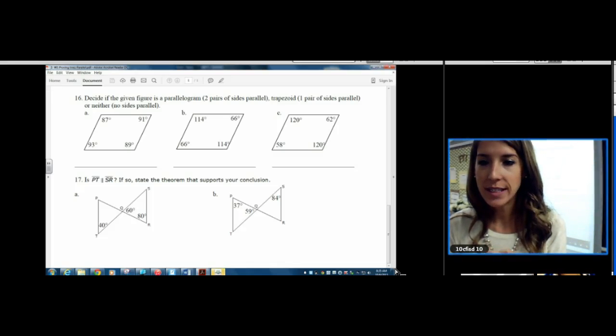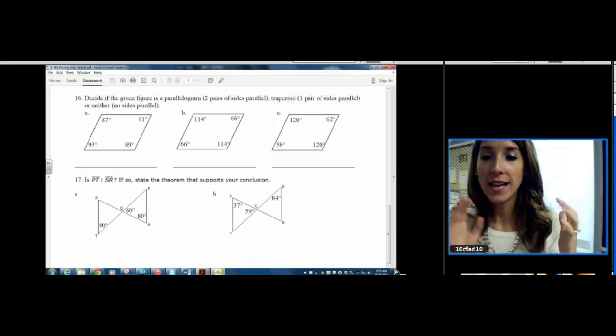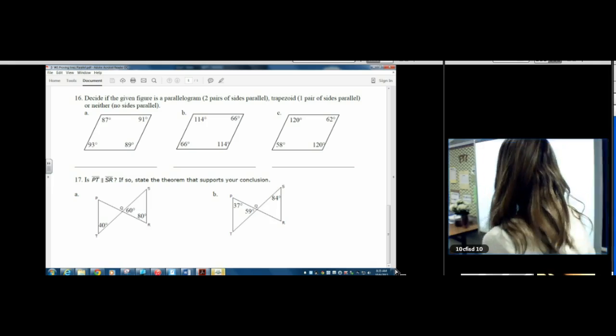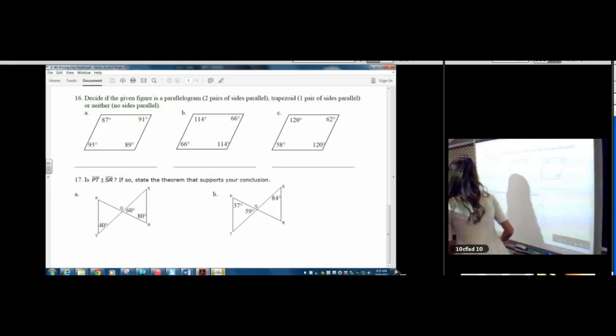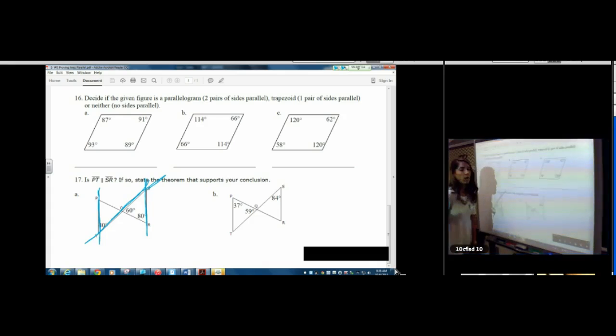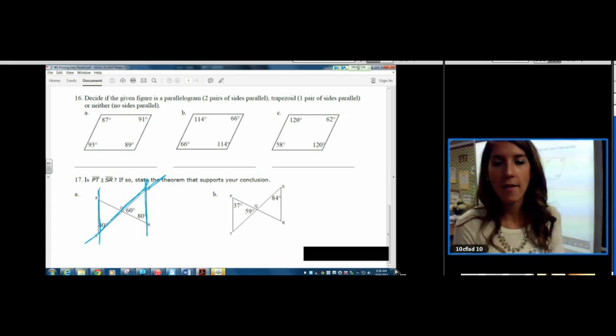17 on your homework said, is PT parallel to SR? If so, state the theorem that supports your conclusion. So, like I said, sometimes it helps to extend the lines that you're trying to focus on, PT and SR. There we go. Okay. So we've got parallel lines and we have a transversal.